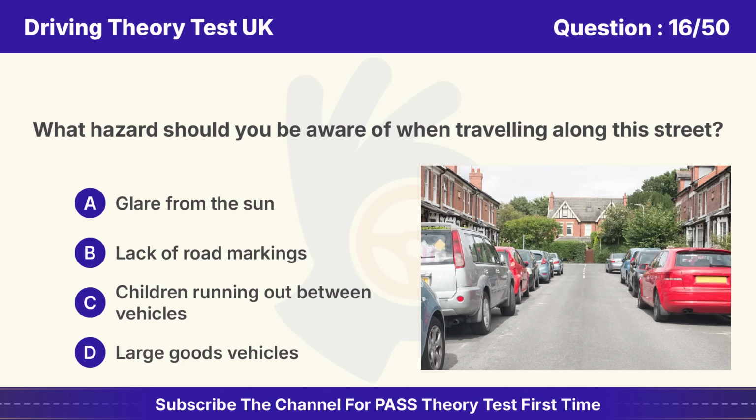Question 16. What hazard should you be aware of when traveling along this street? Option A. Glare from the sun. B. Lack of road markings. C. Children running out between vehicles. D. Large goods vehicles.